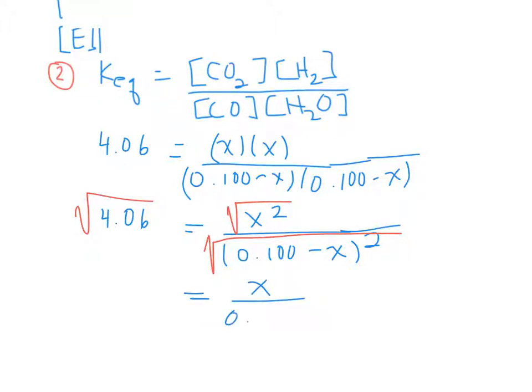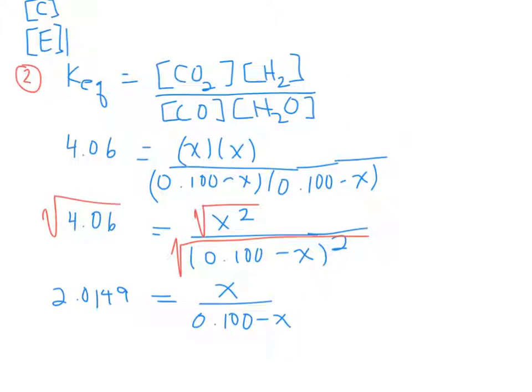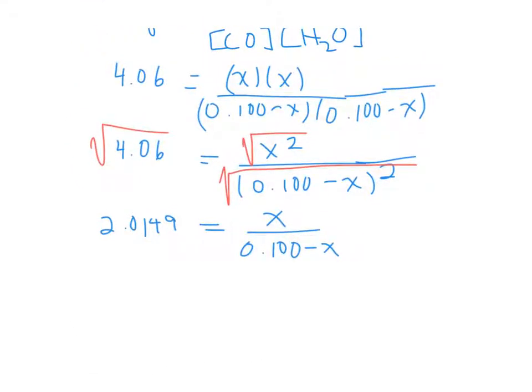So now I know that X over 0.100 minus X is equal to the square root of 4.06, which I can actually solve now. That's 2.0149. I'm carrying a couple extra digits just to make sure that I don't round too early. So this is now a linear equation that I can solve quite easily by bringing up my denominator and then solving for X. I'm going to quickly do that.